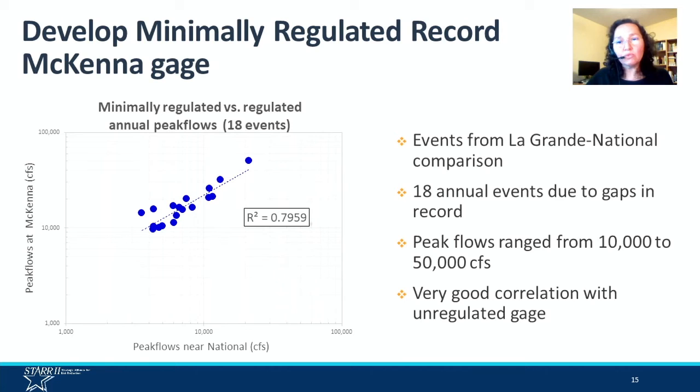The same analysis was repeated for the gauge at McKenna. This time we used the events that had already been selected from the La Grande National comparison. But since McKenna had a few gaps in the record, we ended up with 18 instead of 19 events. Again, we found a widespread range in flows and very good correlation against the National gauge record.